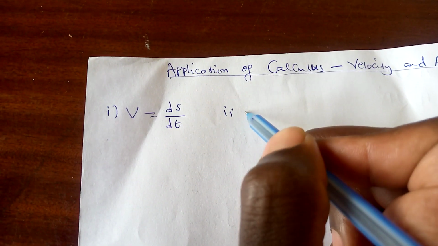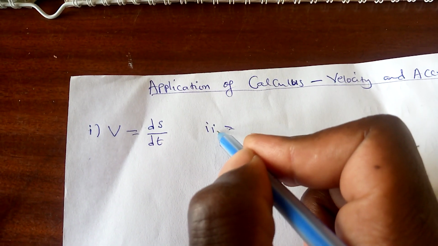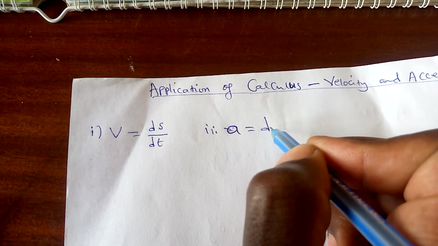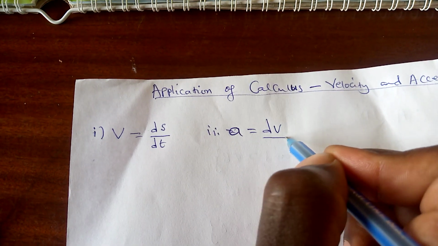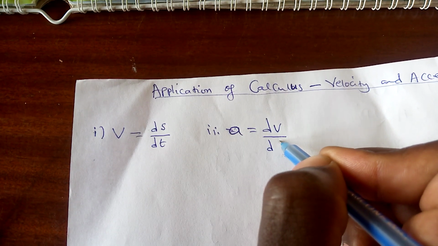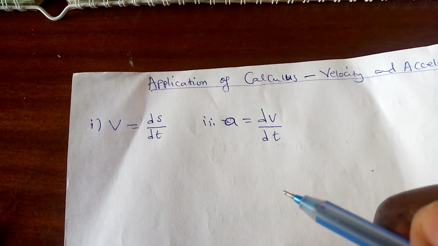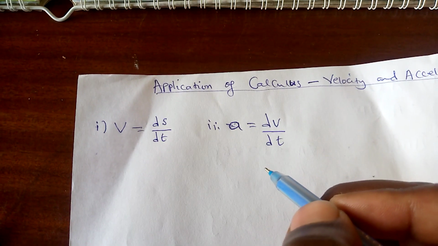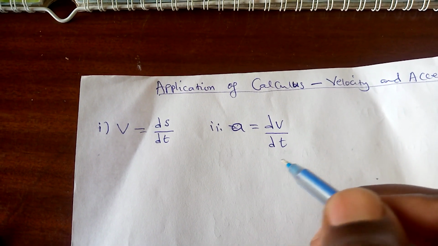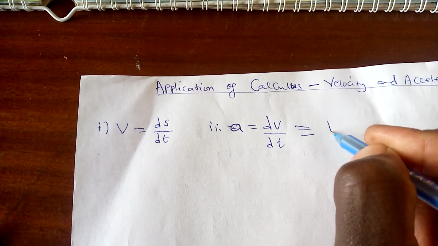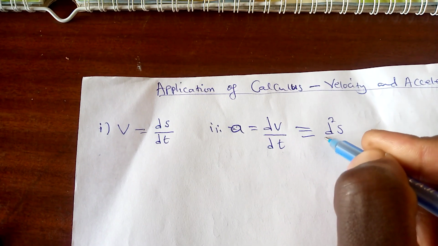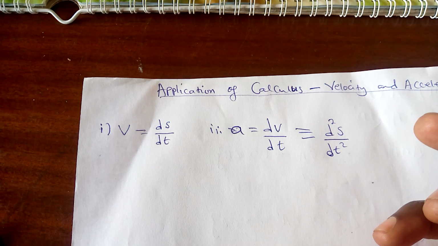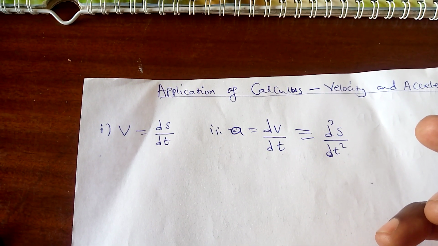Our second formula is that to find acceleration, sorry, I'm supposed to write a here, not equals. To find acceleration, you are going to find dv/dt, the derivative of velocity with respect to time. What it means here is that you are going to differentiate a given function twice, or this is equivalent to d2s/dt squared. So it is the second derivative of a given function.